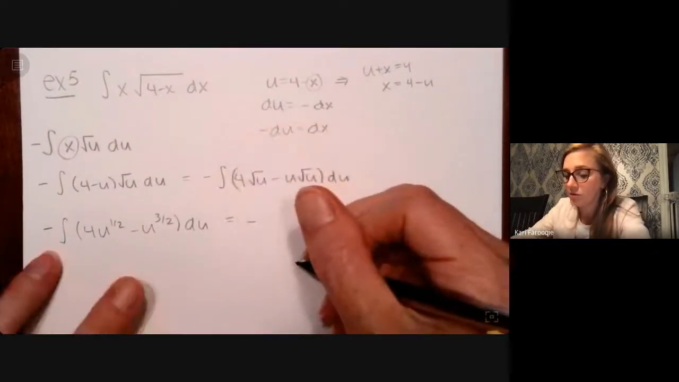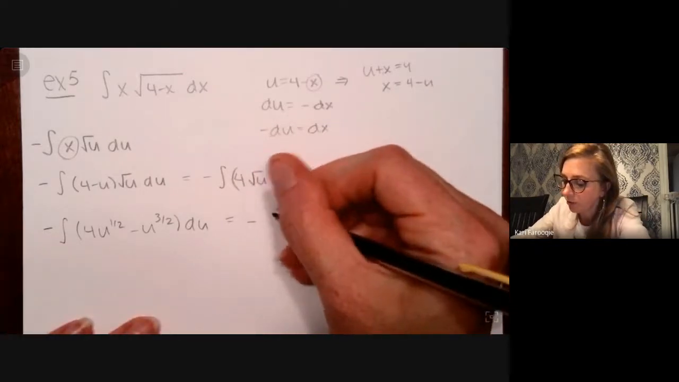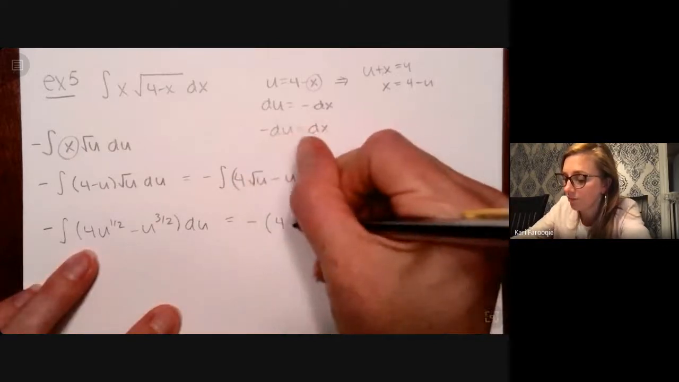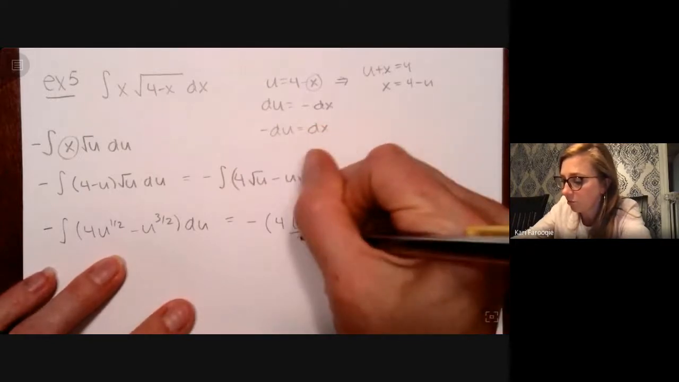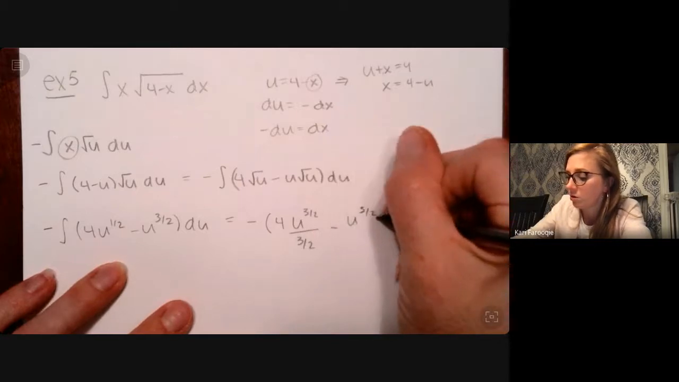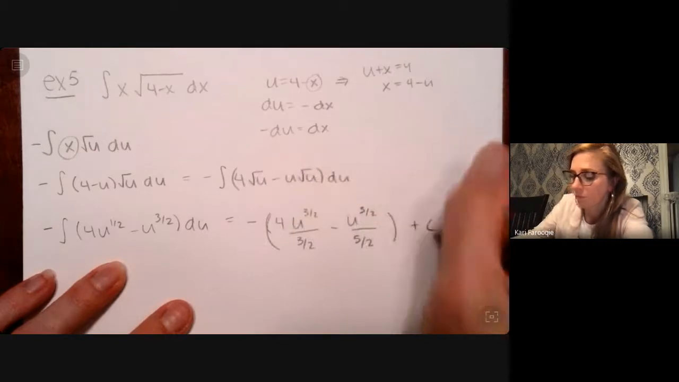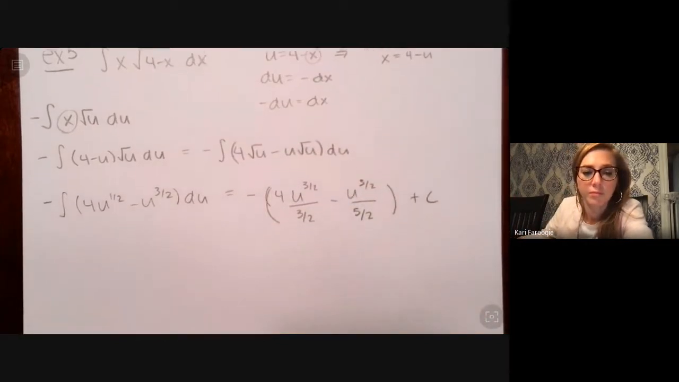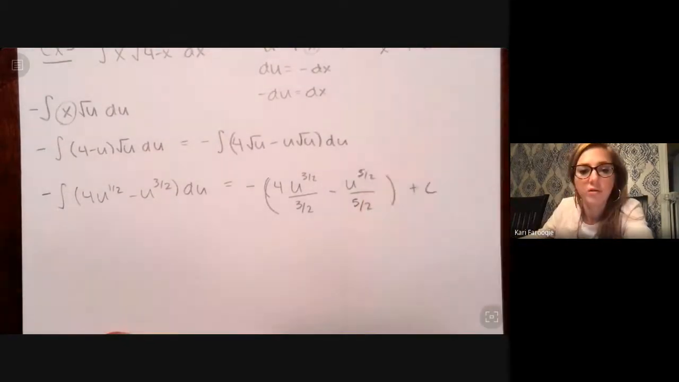So the negative is in front of the whole thing. And then you have, we're going to increase the power by 1. So 1/2 plus 1 is 3/2, and you're going to divide by the new exponent, and then increase the power by 1 and divide by the new exponent, plus c. Sorry, this is a 5. It looks like a 3. It's definitely a 5.